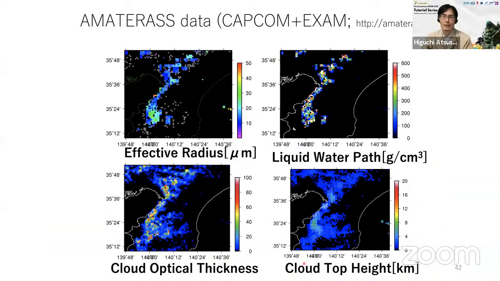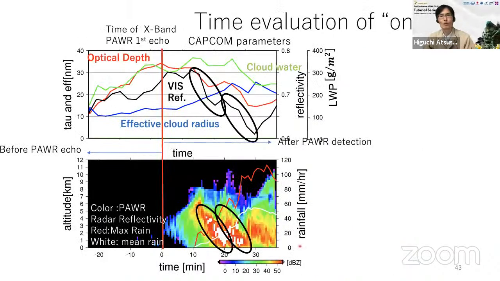So we combine the Himawari data with optical information: effective radius of cloud, liquid water path, cloud optical thickness, and cloud top height estimated from the Himawari-8 data. Then we captured one cloud from here. The upper figure shows the optical parameters from Himawari-8, and the lower one is captured by the phased array weather radars. This red line indicates the first echo detection time. This time is synchronized. So just before the radar detection, cloud development can be captured by Himawari-8.